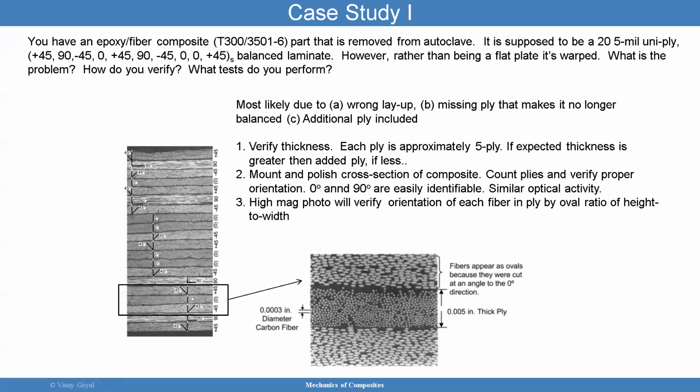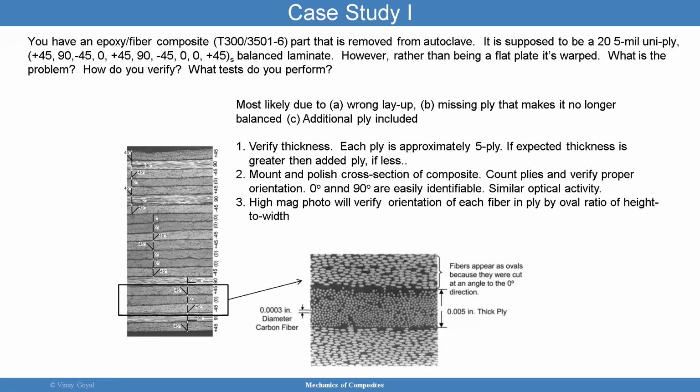And you can then check the orientation. You can see if that is correct. 0 and 90 are easy to identify. Typically zeros you can see quickly, 90s you can see quickly. Other ply angles may be a little bit harder. A high mag photo will verify the orientation of each fiber, implied by the oval ratio of height to width. So you can check, for example, this diameter of carbon fiber, and check the height to width ratio. Fibers appear as ovals because they were cut at an angle to the 0 degree direction.